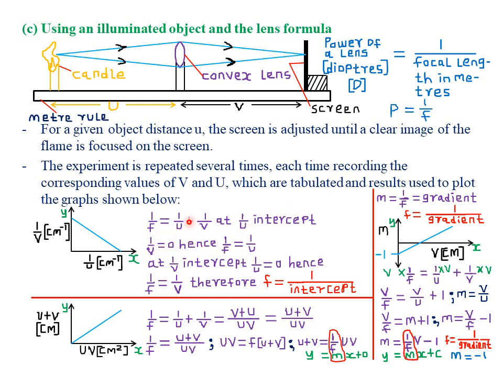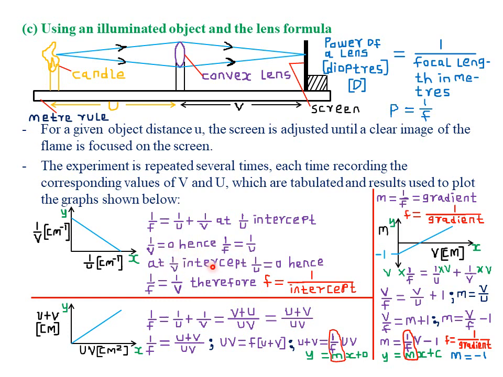Hence, if I substitute 0 in this particular formula here, the lens formula will reduce to 1 over f being equal to 1 over u plus 0, or simply 1 over f is equal to 1 over u.